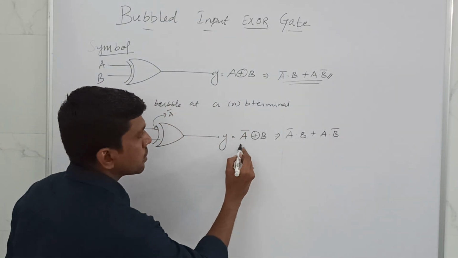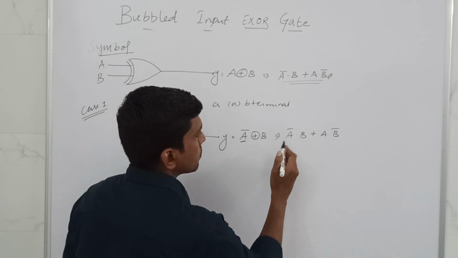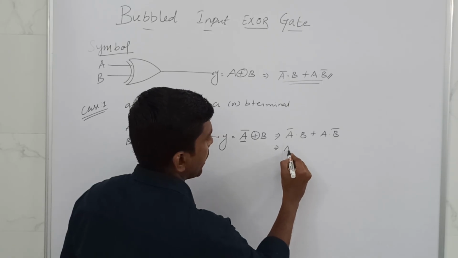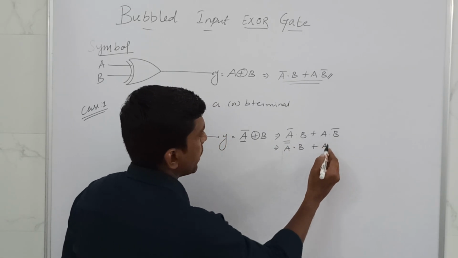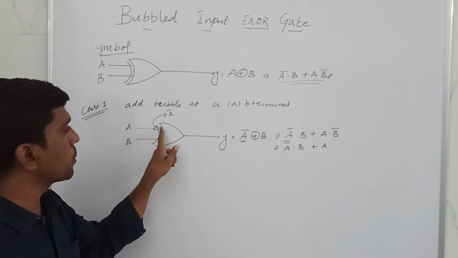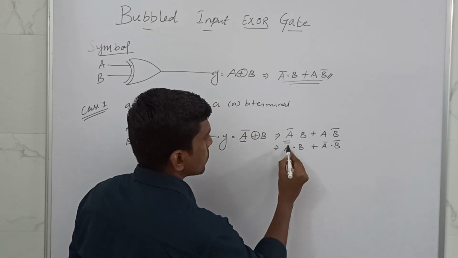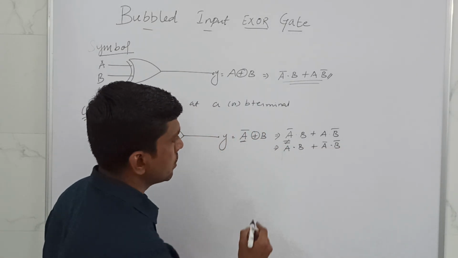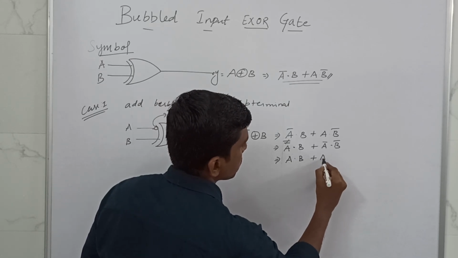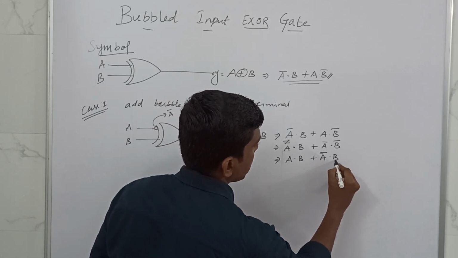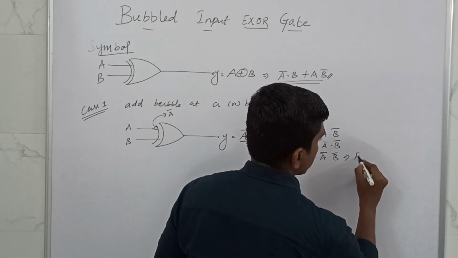I just substitute the value A bar in this expression. Already here it has A bar, so A double bar dot B plus, instead of A, I place A bar because our input is A bar, so A bar dot B bar. Cancelling these two bars, you will get the expression A dot B plus A bar dot B bar. This expression looks like the XNOR gate.